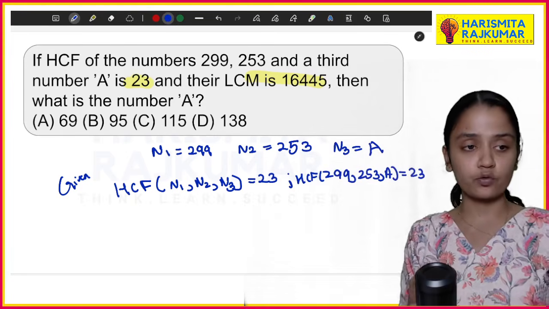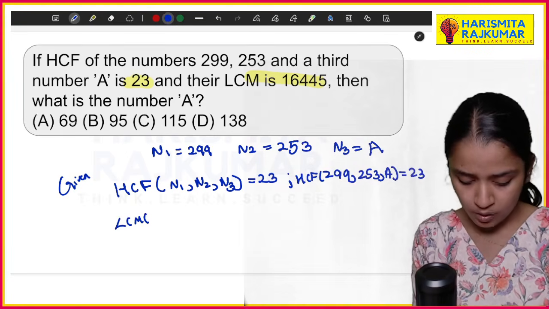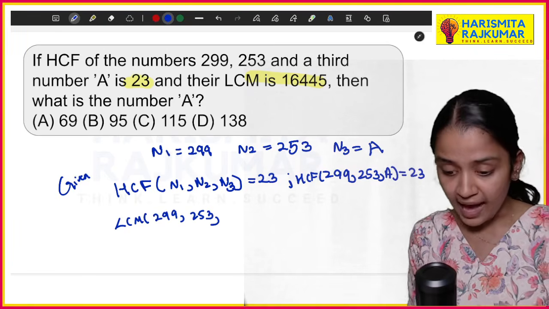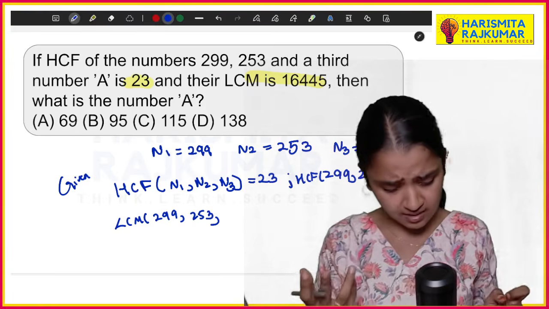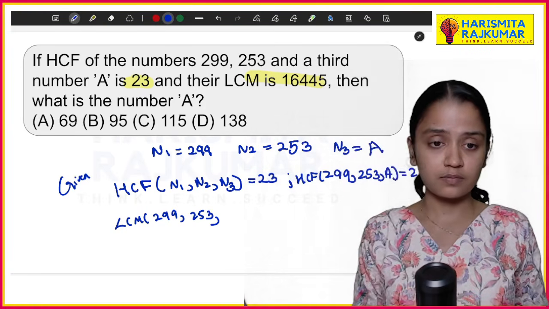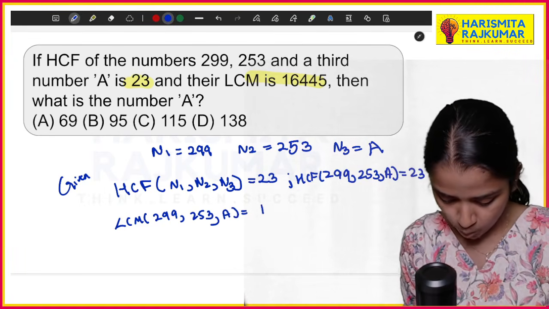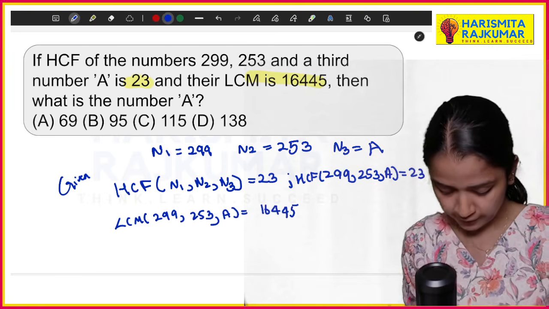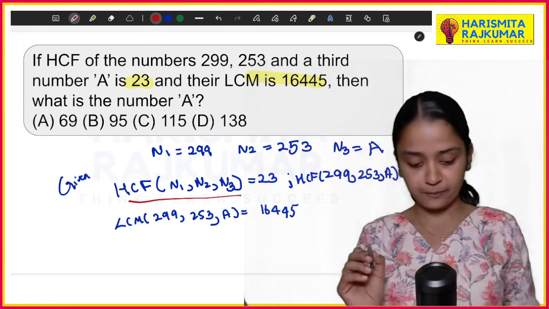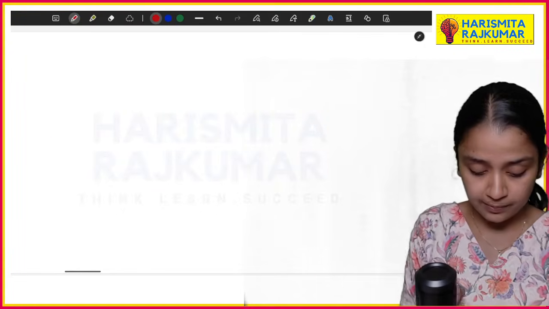Now what am I supposed to do? I'm also writing the LCM. So LCM of 299, 253, and your next number A is nothing but 16445. Now let us focus on this part alone, the HCF part. Don't go to this question or this tip; let me come to the tip later.